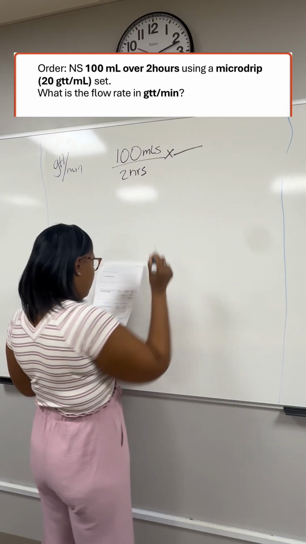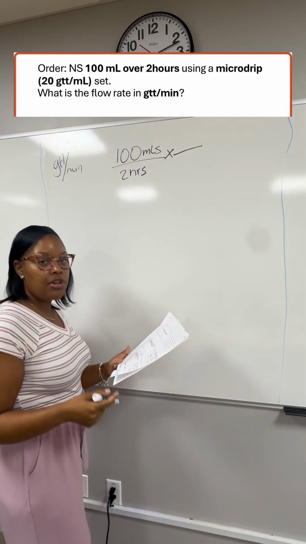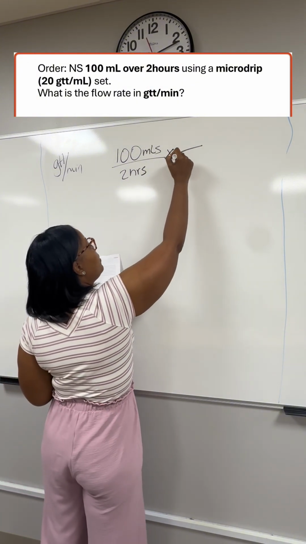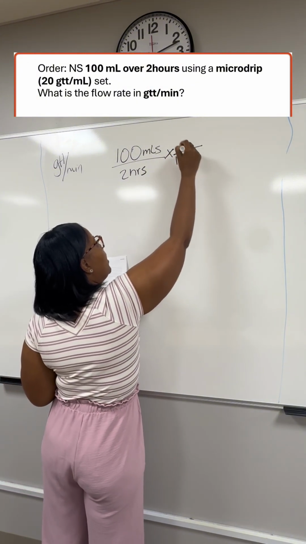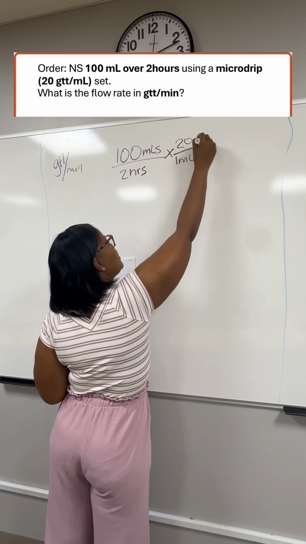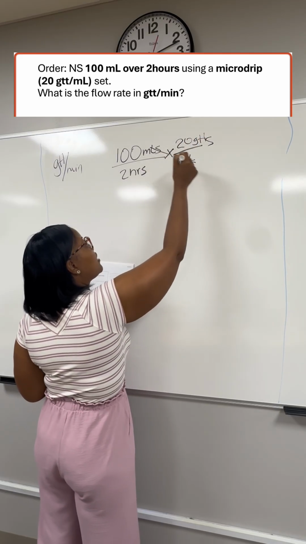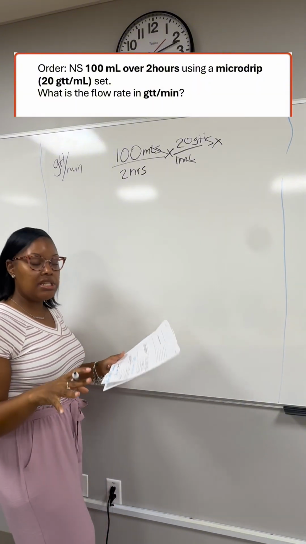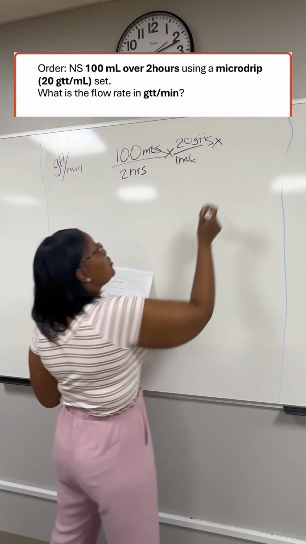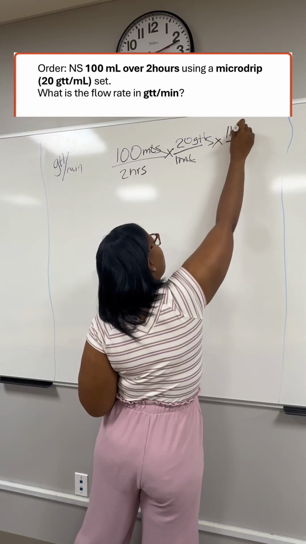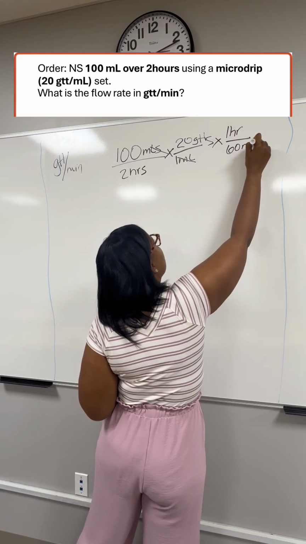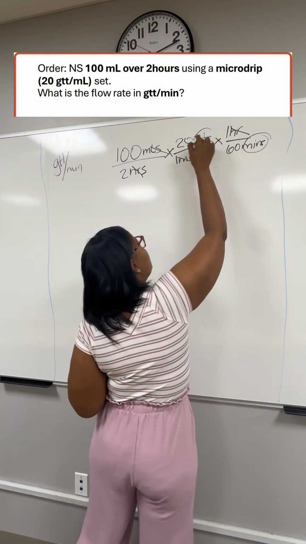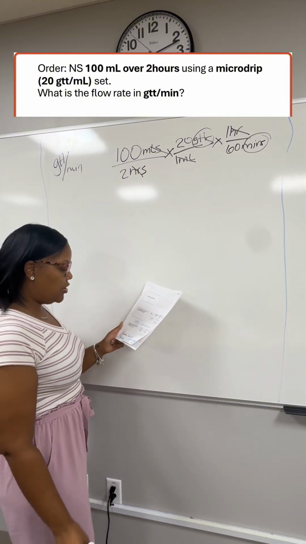All right, our question says that we have 20 GTTs per 1 mL. So we're going to put our 1 mL down here and our 20 GTTs up here. Our mLs is going to cancel out, and we're going to be left with GTTs per hour, but our answer needs to be in GTTs per minute. So we know that 1 hour is 60 minutes. So hours cancel out, and we're left with minutes and GTTs. We're going to multiply straight across.